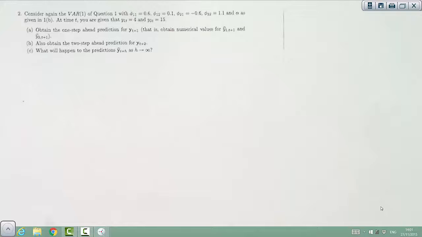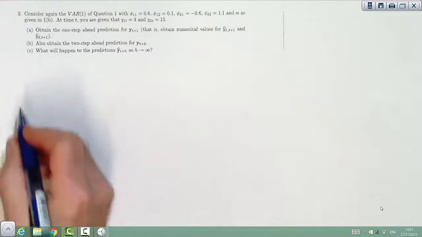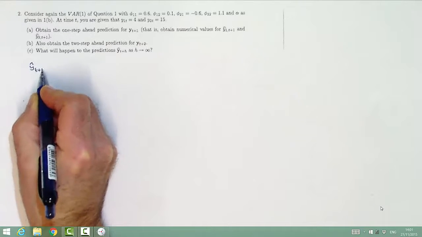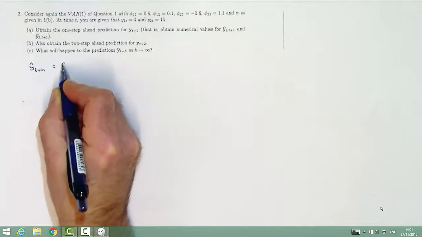In this video clip we develop a solution to exercise sheet 3, question 2. In this question we're asked to re-examine the model in question 1, which was a VAR(1) process, for the specific parameter values that gave a stationary process, and this time to calculate 1 and 2 step ahead predictions. So first let's remind ourselves of how we interpret prediction in this context.